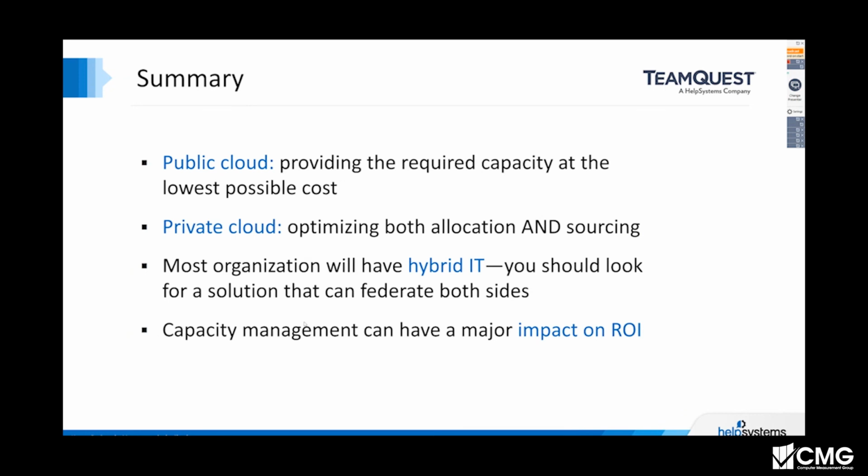So in summary, public cloud is about providing required capacity at the lowest possible cost. It's not about optimizing the use of limited resources, but actually getting the job done at the lowest possible cost. Private cloud is about optimizing both allocation of resources in the cloud service, but also about sourcing the right infrastructure for that in the cheapest possible way and just in time, et cetera.